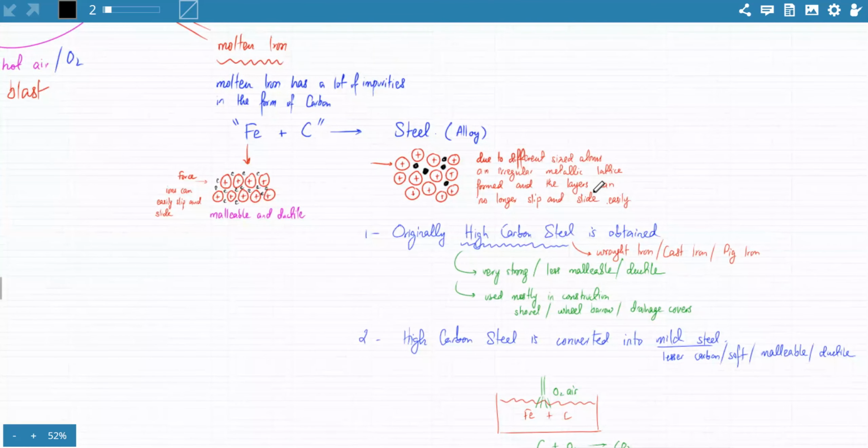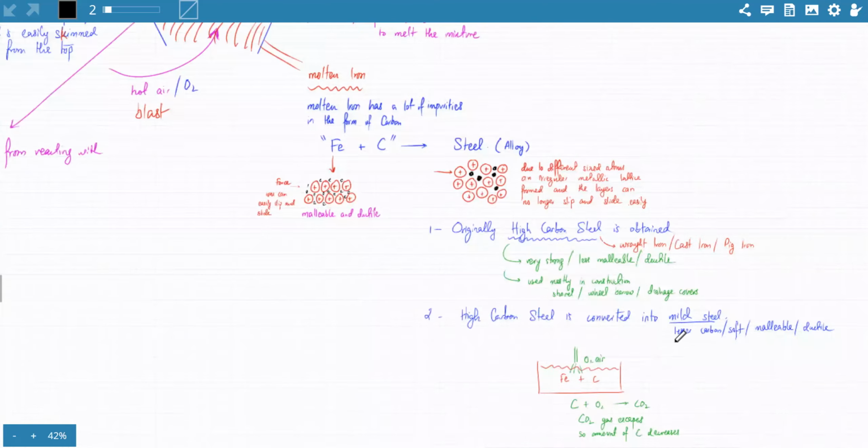The other thing is when you get molten iron, it has a lot of coke in it because you added carbon, and not all of the carbon is going to react. Because it has a lot of carbon, it's going to be an alloy. The structure would be haphazard, and the layers cannot slip and slide, so it's going to be very strong. So originally, high carbon steel is obtained, which is not a very good type of steel because it's very strong. It's not flexible at all.